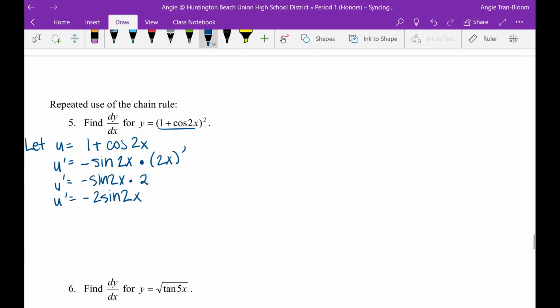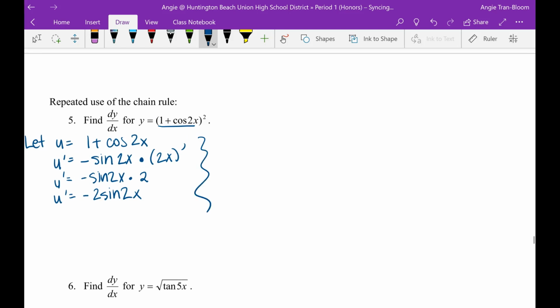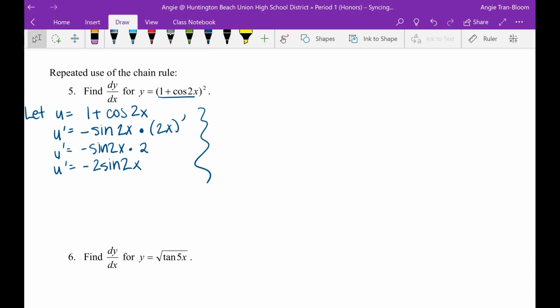Now what I need to do is rewrite this equation. As you can see, y equals the inner component, now u, squared. So y prime is going to be 2 times u times u prime. Now I just have to plug everything back in and make sure I multiply everything out nicely.